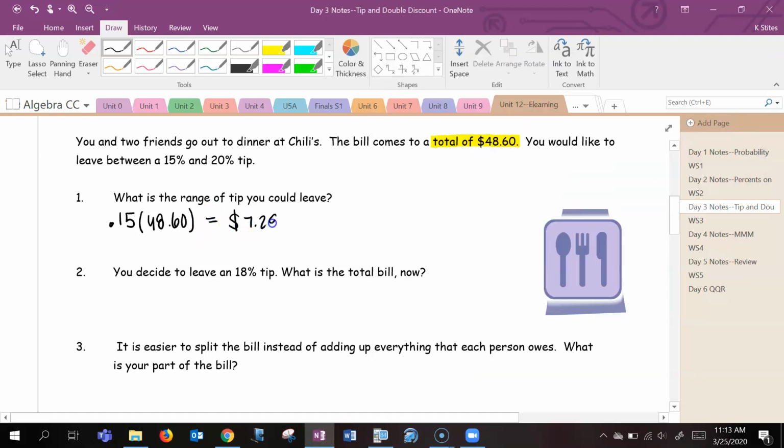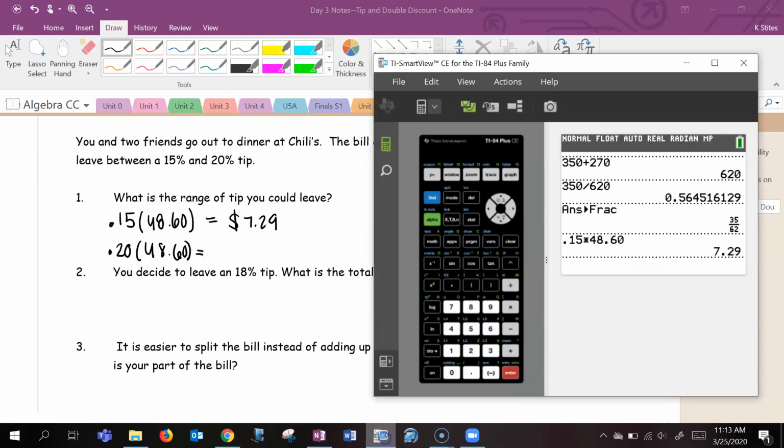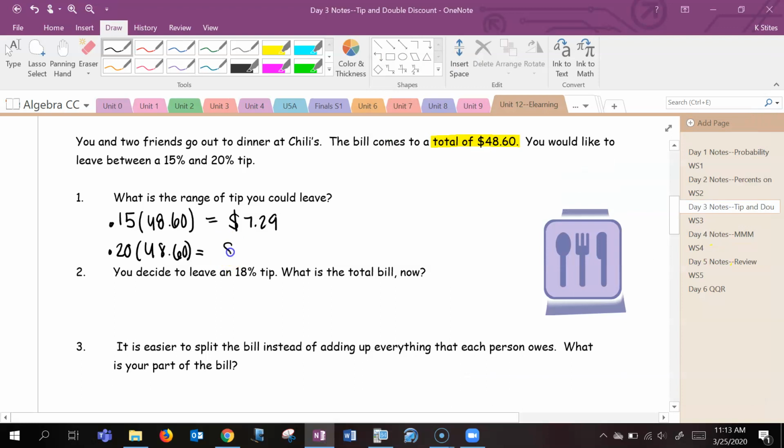We're going to put a dollar sign because this is money. Always need a unit. And then 20% would be 0.20. We'll just do that same thing over again. And that's $9.72. So you should leave between $7.29 and $9.72.